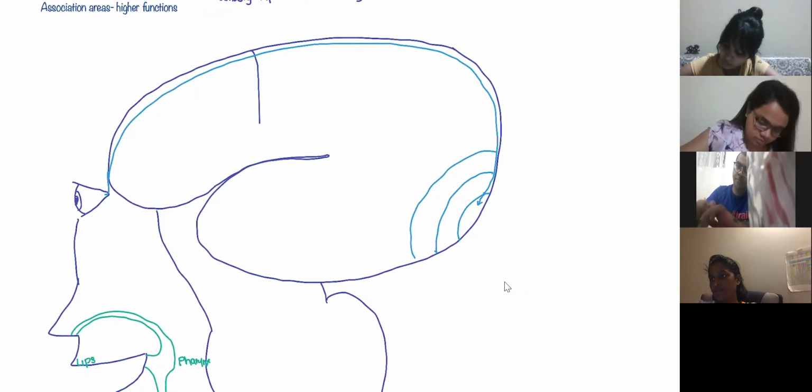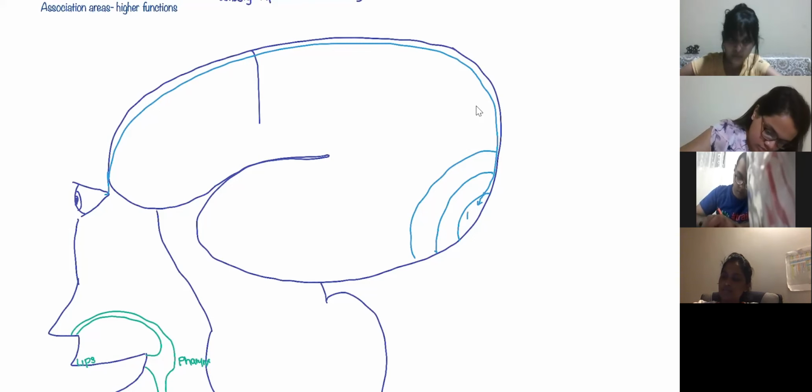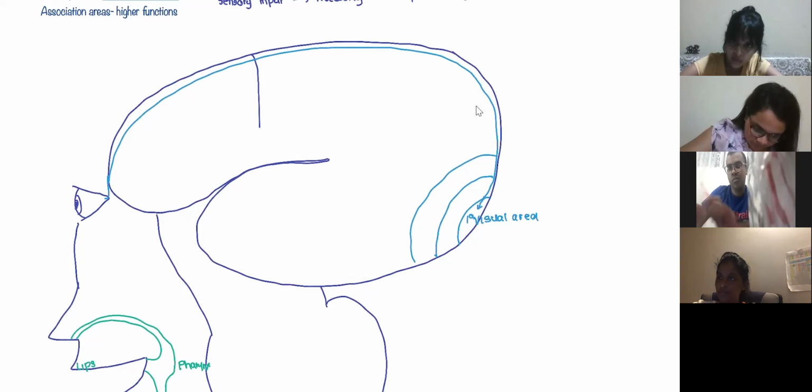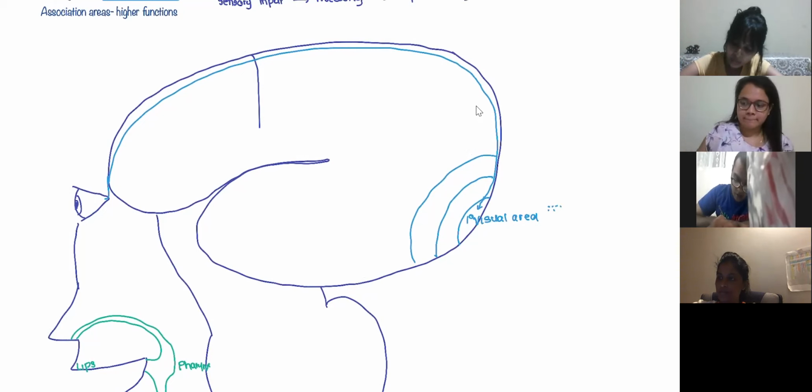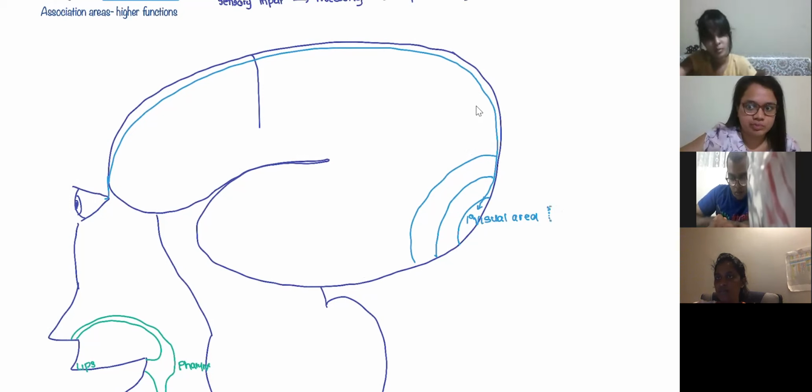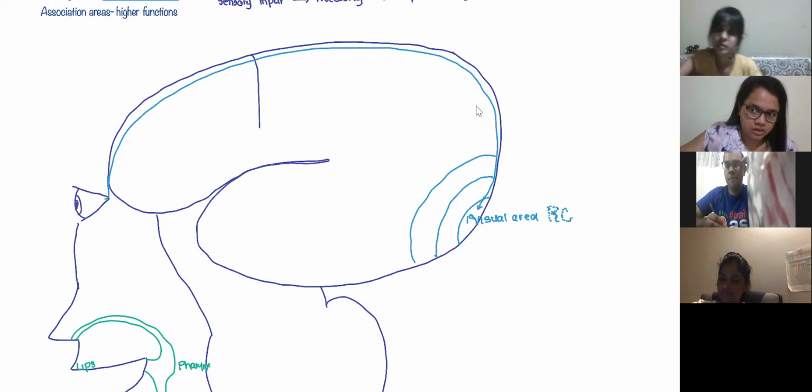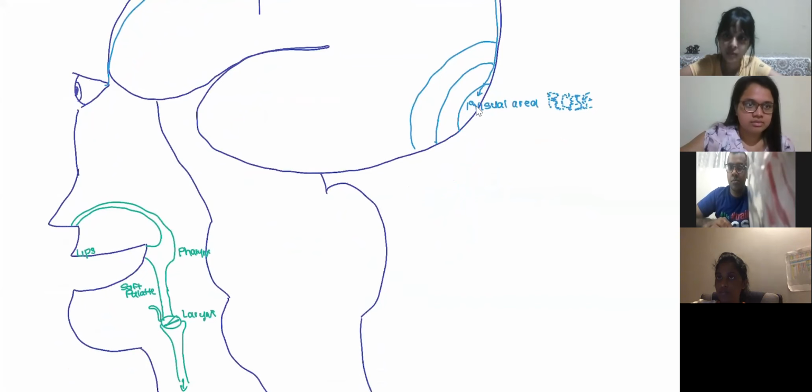Guys, these are very important when we come to ophthalmology. So try to understand this. So this is the primary visual area, which gets an image like this. You guys know computing, right? You have seen what pixels are, right? So it will get pixels. It will just get pixels like this.